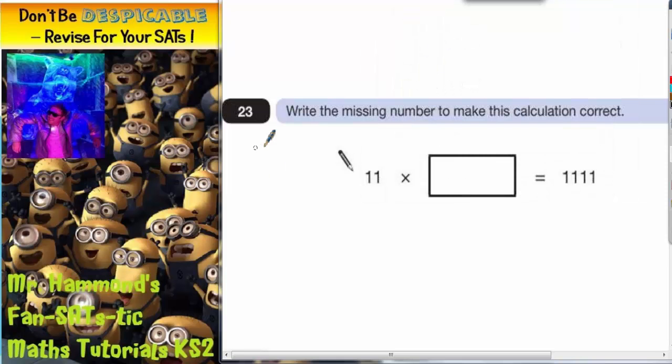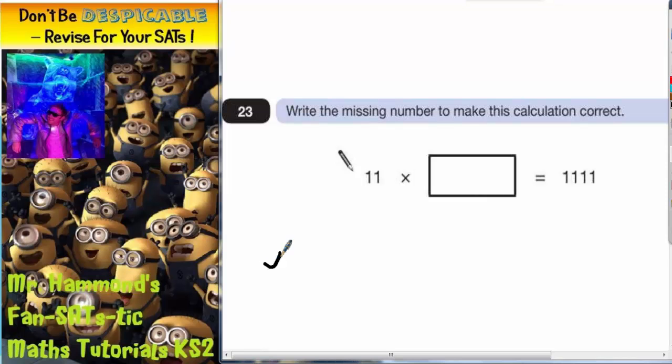Question 23. Write the missing number to make this calculation correct. So we've got 11 times the mystery number equals 1111. Well, actually, we need to work in reverse here. If we do 1111 divided by 11, we'll get the mystery number. Now, there are several ways we could do this.